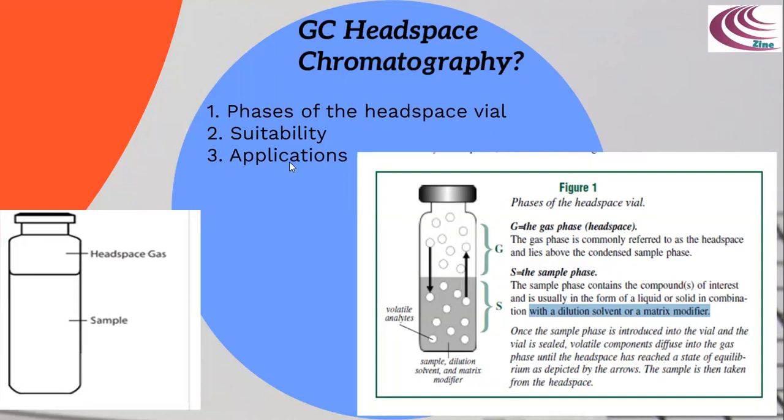Then in applications, headspace gas chromatography is used for the analysis of volatile and semi-volatile organics in solid, liquid, and gas samples. Common applications include industrial analysis of monomers in polymers and plastics, flavor compounds in beverages and food products, and fragrances in perfumes and cosmetics. It is also used for analysis of alcohols in blood and residual solvents in pharmaceutical products.